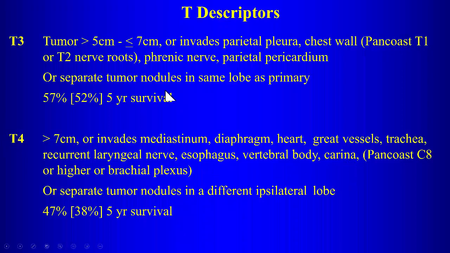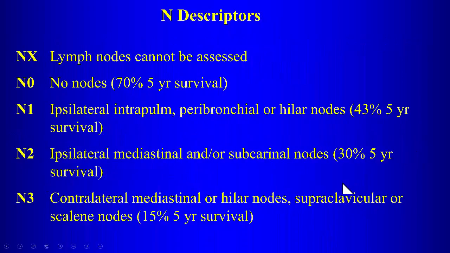If you have separate tumor nodules in the same lobe as the primary tumor, so if you have a right upper lobe tumor, again, regardless of the size, with tumor nodules surrounding it in the right upper lobe, that's a T3. But if we have separate tumor nodules in a different ipsilateral lobe, so if you have a left upper lobe tumor and you have a tumor nodule in the left lower lobe, that makes it T4. If the tumor nodule is on the other side, though, that makes it metastatic disease.